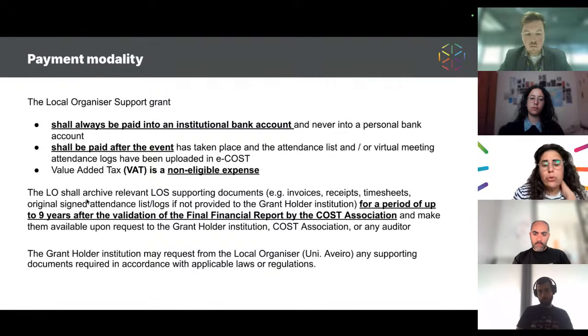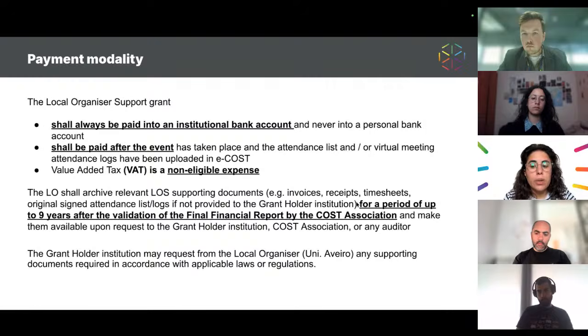The local organizer should also keep invoices, receipts, timesheets, and the original signed attendance list for a period of up to 9 years. This is something that the COST Association requires.